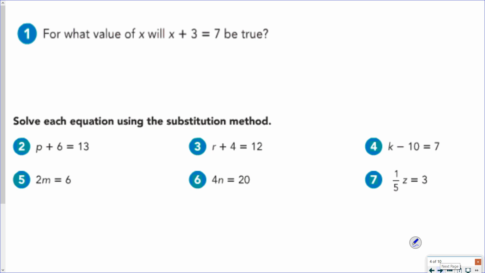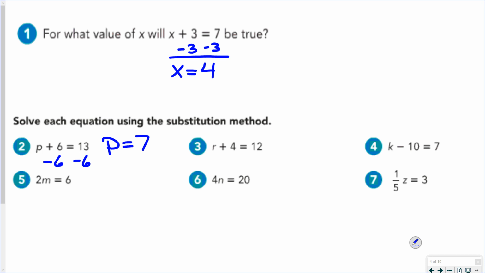So if we're trying to figure out for what value of x will x plus 3 equal 7, to solve, we would subtract 3 from both sides. The 3's cancel out, so we're left with x equals 7 minus 3, which is 4. And 4 plus 3 is 7. For number 2, we're going to subtract 6. Remember, we are not using the substitution method. So if you ever see directions that say to use the substitution method, you can ignore that and do the balancing method, which we're doing here. So p would equal 7 because 13 minus 6 is 7.